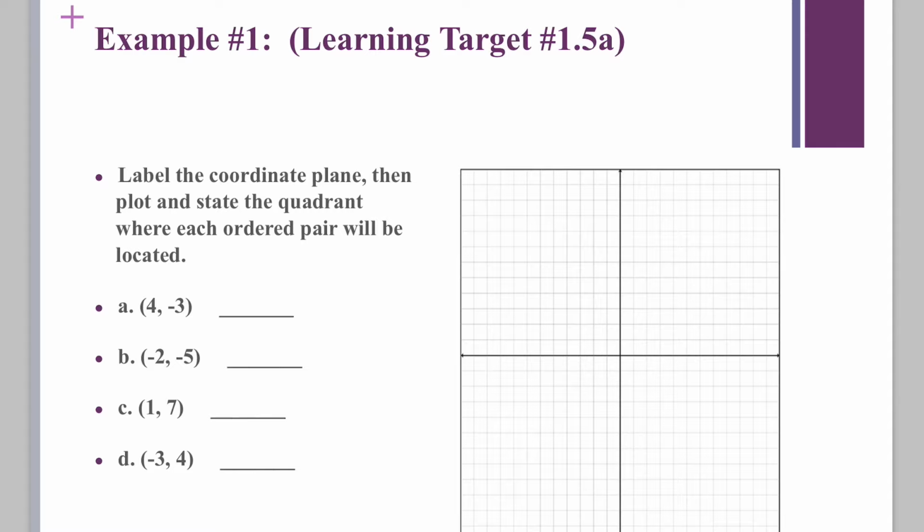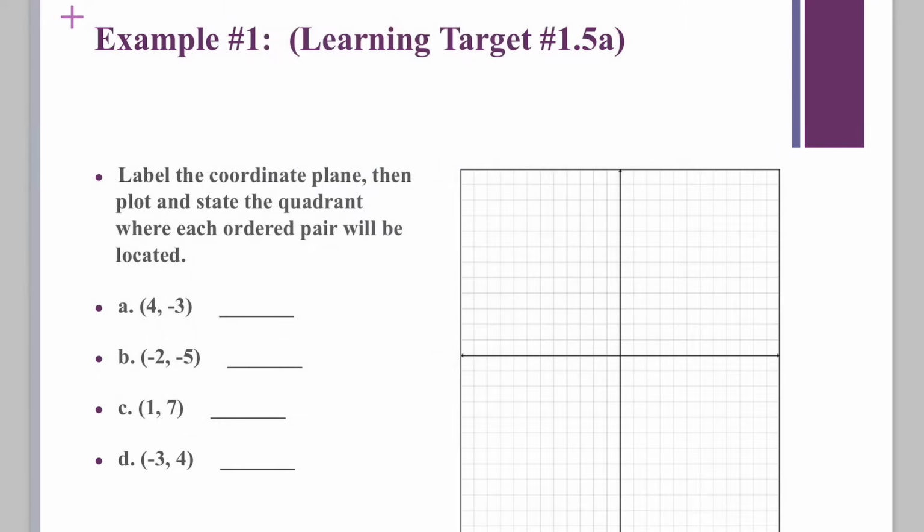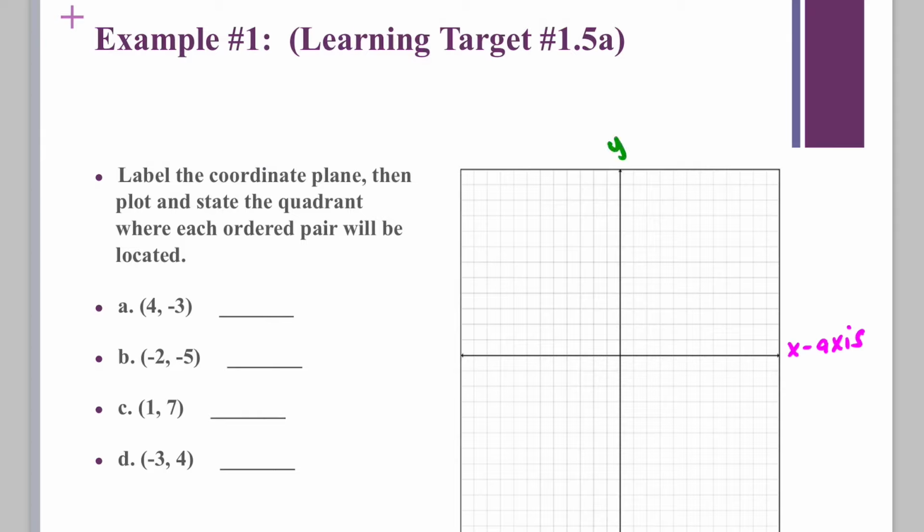So now that you have worked through it, let's begin by labeling the coordinate plane. The first thing that we need to label are the axes. The x-axis, as you recall, is the horizontal axis, and the y-axis is the vertical axis. We always use the bold, heavy lines that usually run through the middle as our axes.